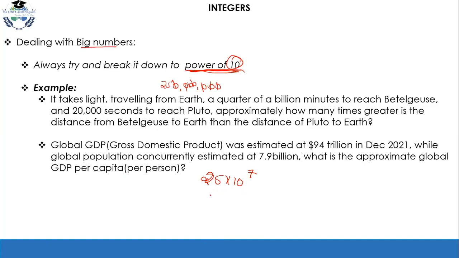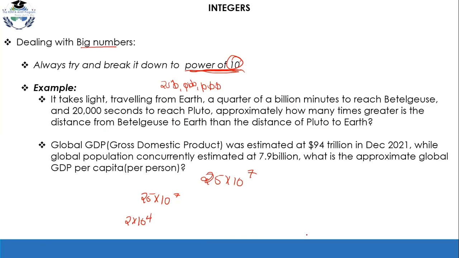So it's going to take 25 times 10 power 7 minutes to reach this planet called Betelgeuse, and 20,000 seconds to reach Pluto. So it's going to take 2 times 10 power 4 seconds to reach Pluto. Approximately how many times greater is the distance from Betelgeuse to Earth?